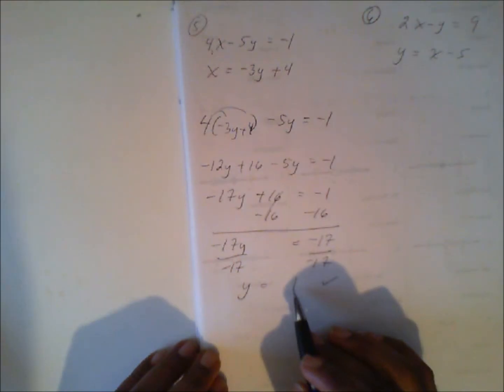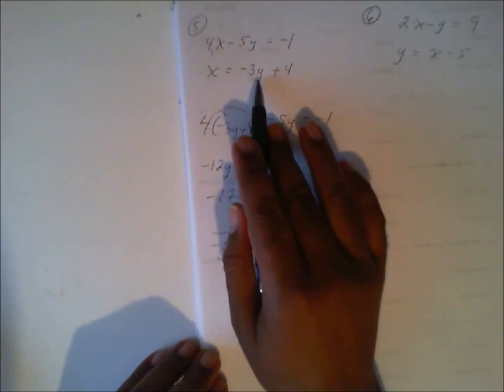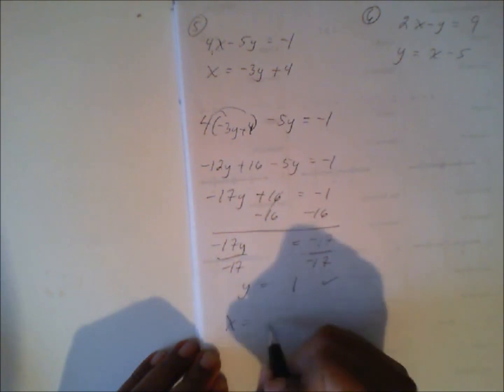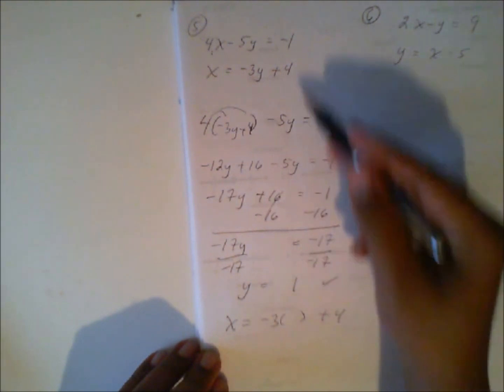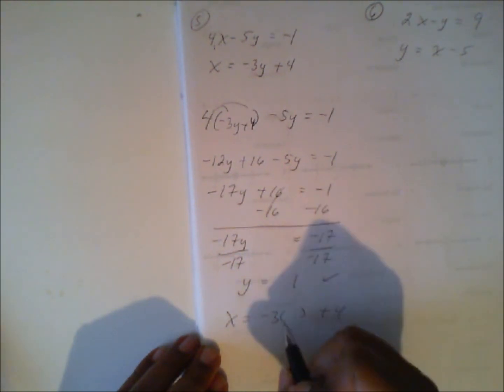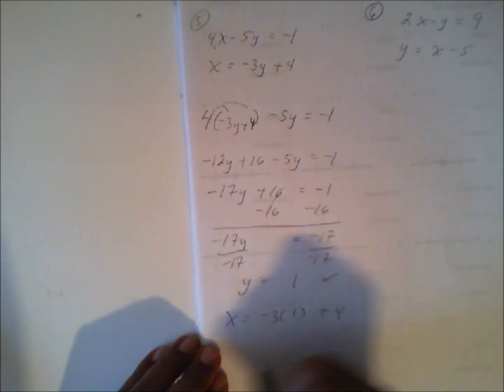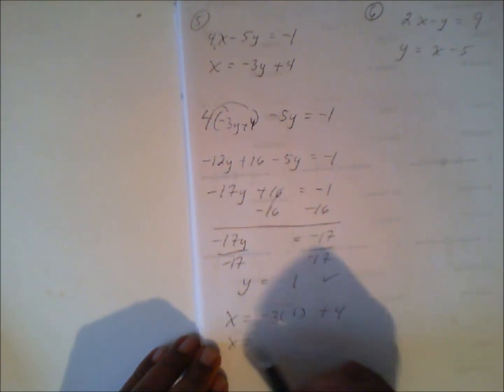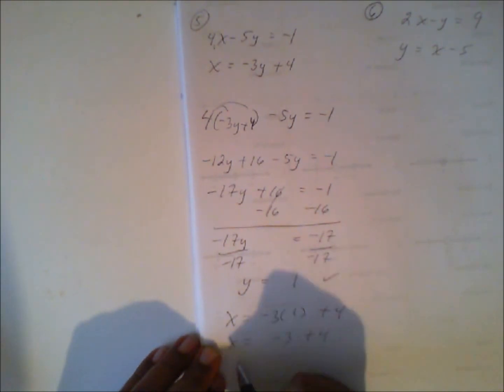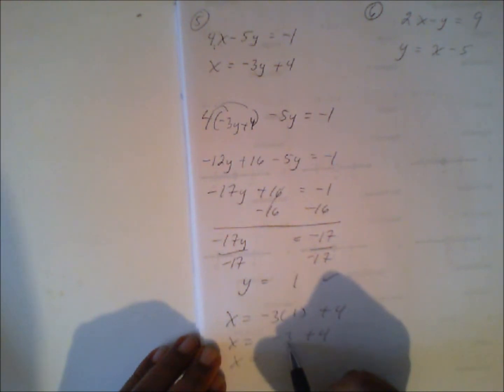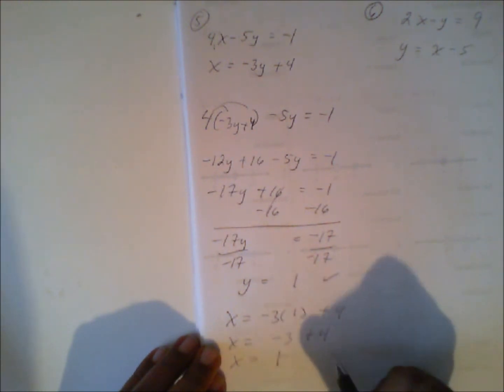Now, I'm going to replace y with 1 here, make a substitution. So this becomes x equals negative 3, then a parenthesis, plus 4. And the replacement will be 1. So negative 3 times 1 is negative 3, then add 4. This makes x, negative 3 plus 4, 1. So we find that x is 1 and y is 1.